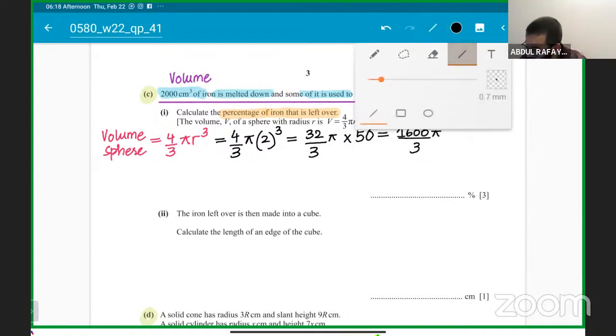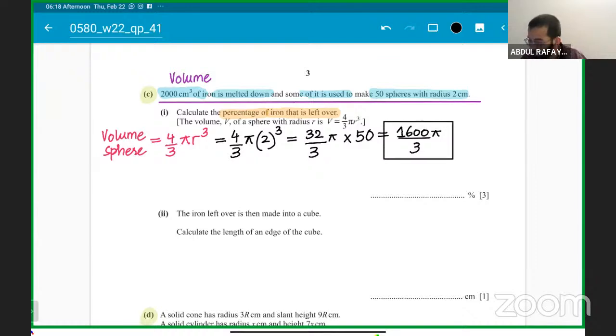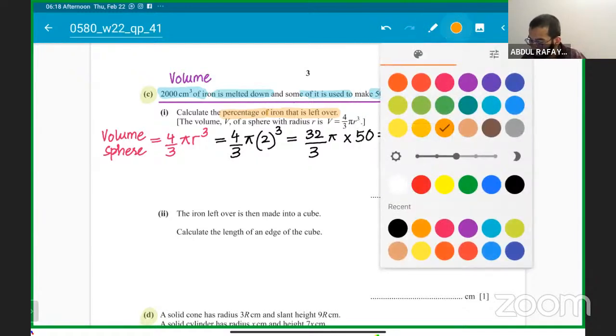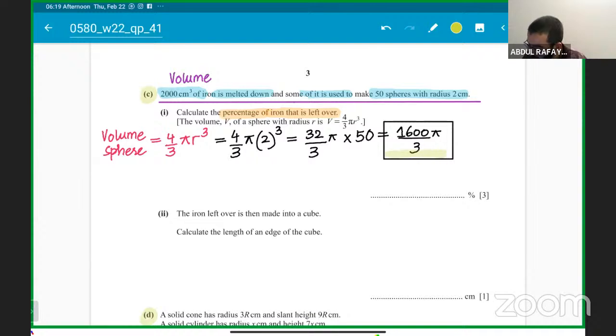So this is the volume. This is the iron metal that is going to be used for the spheres, for 50 spheres. So now you can easily do it, sir. The percentage out of the 2000 centimeter cube that we have available, 1600 over 3 pi will be utilized, okay?